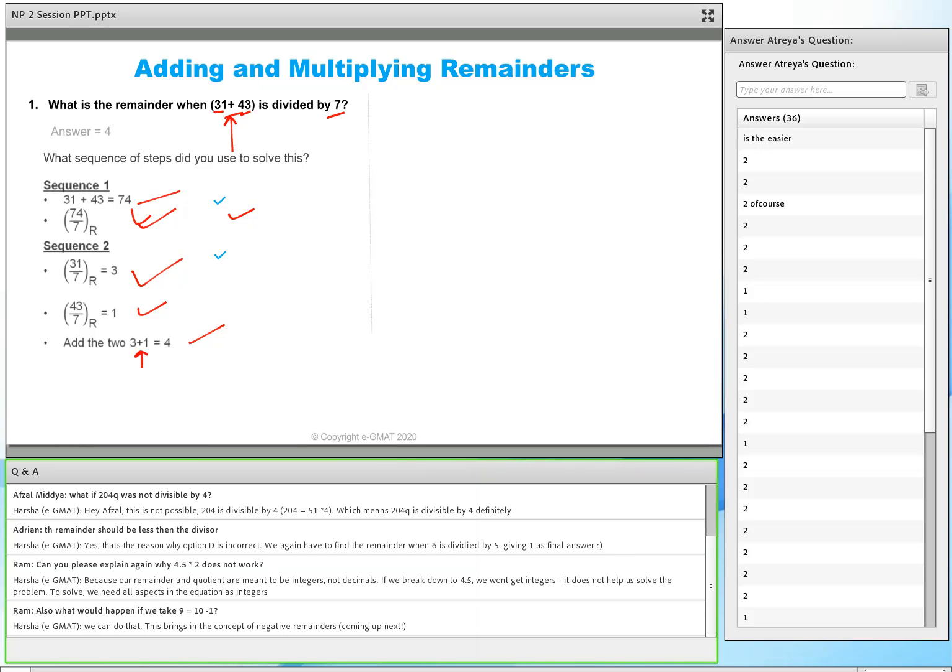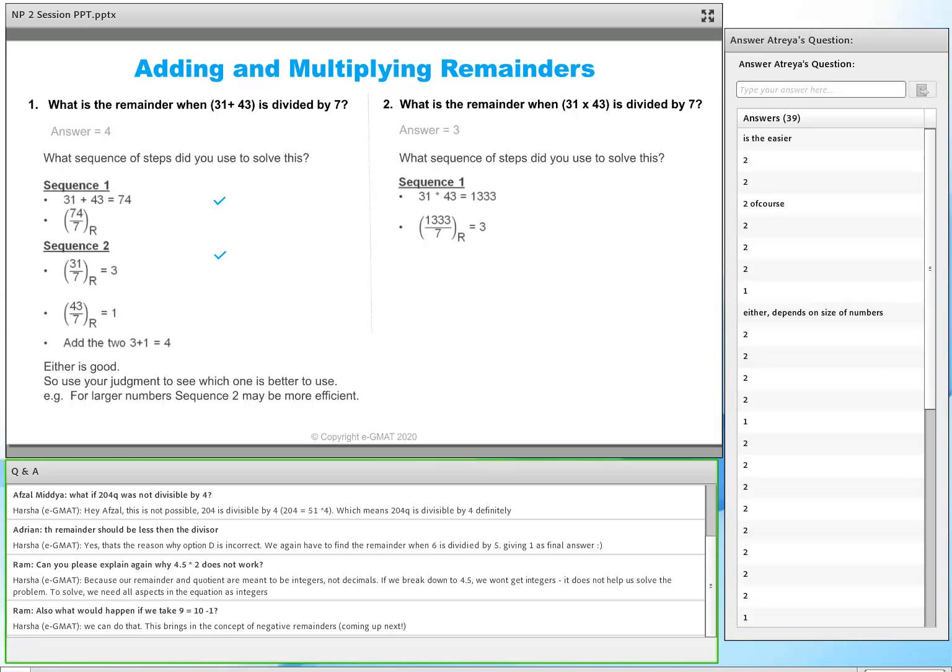In this question, I would say either is good. Sequence 1 is fairly better in my opinion, right? But again, for larger numbers, sequence 2 has to be more efficient.